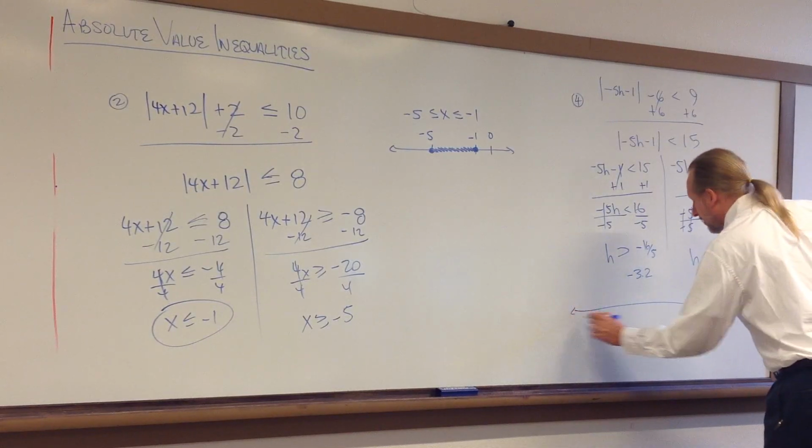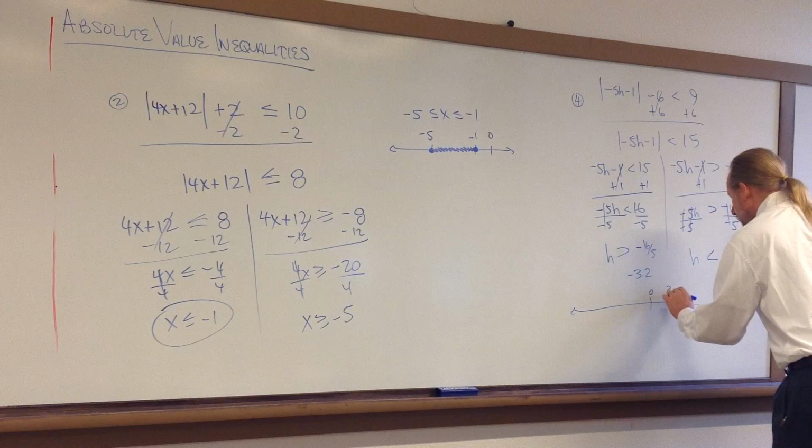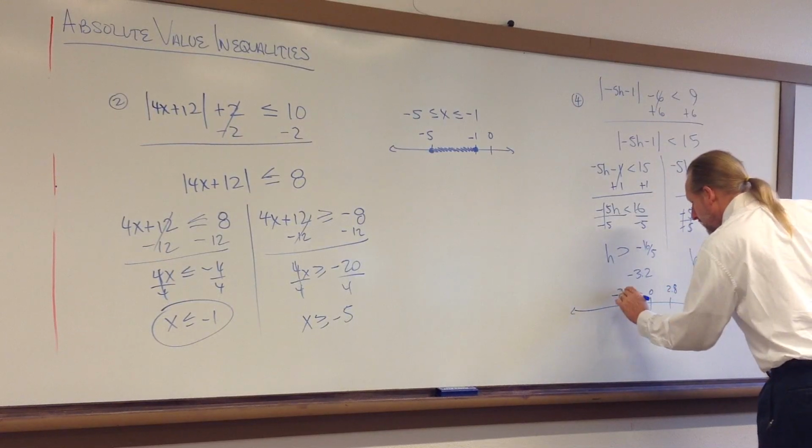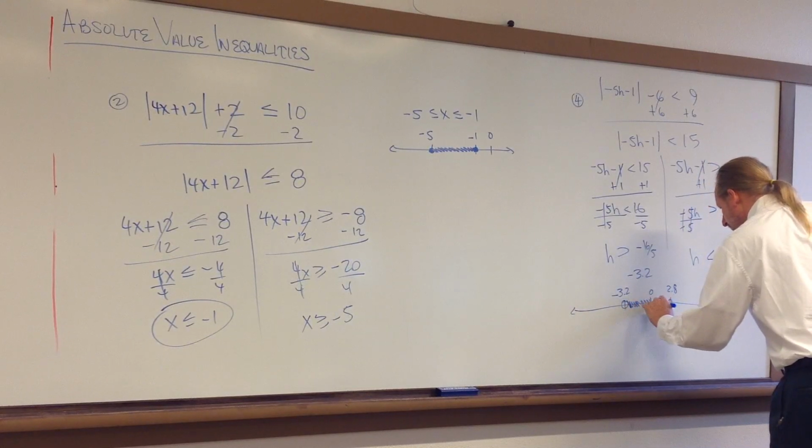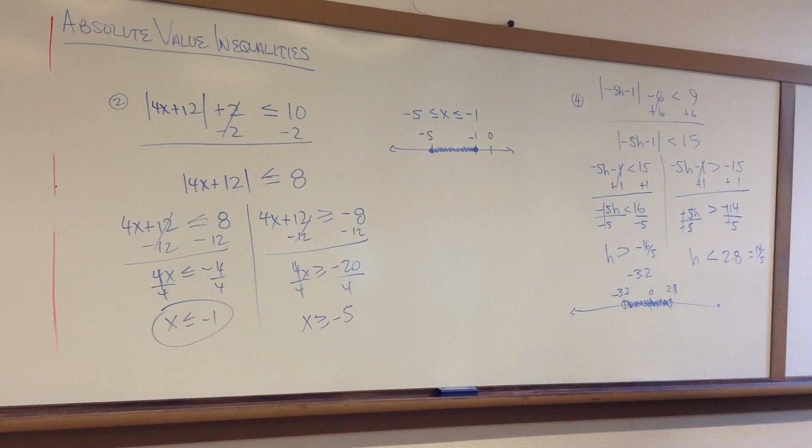We put that on the number line. And you don't have to get too fancy with your number line. It is good to put a 0 in there so we know which side we're working with. And so there it is.